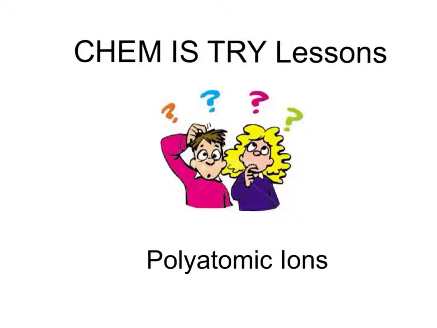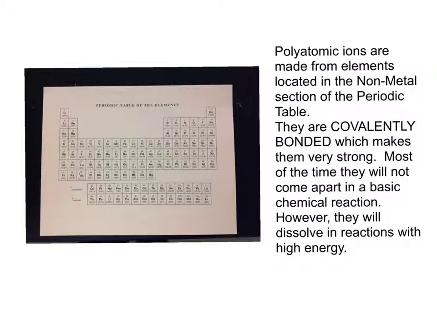Chemistry lessons, polyatomic ions. A polyatomic ion is made from elements that are located in the non-metal area. If we look at the periodic table, those would be these elements that are located right in this area here.